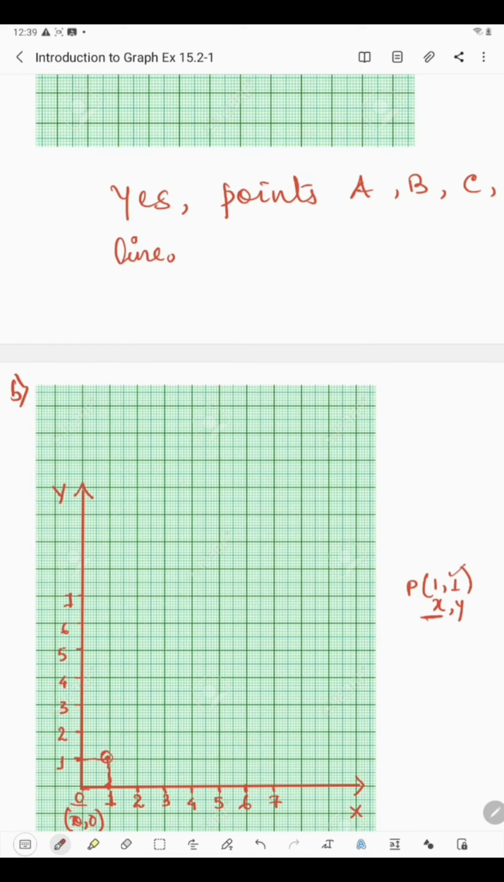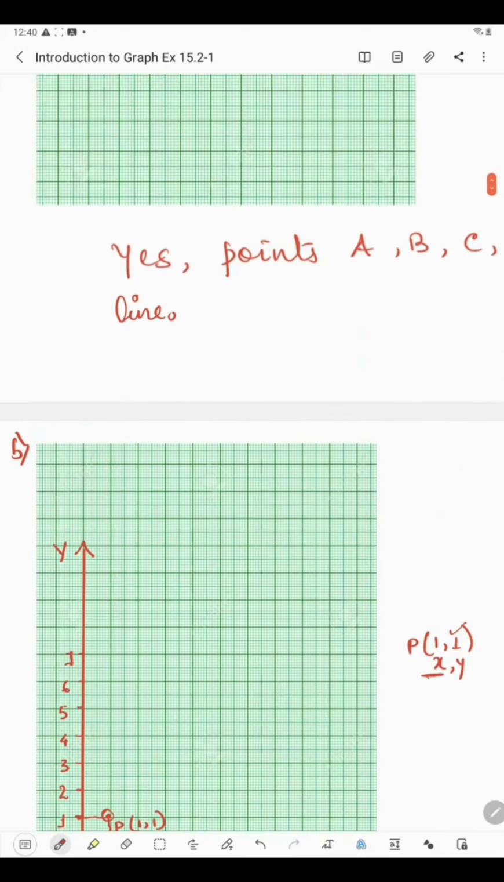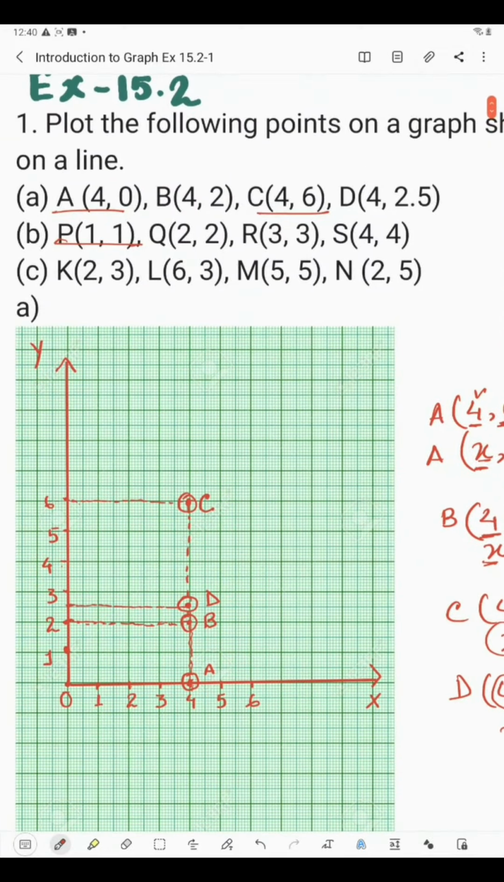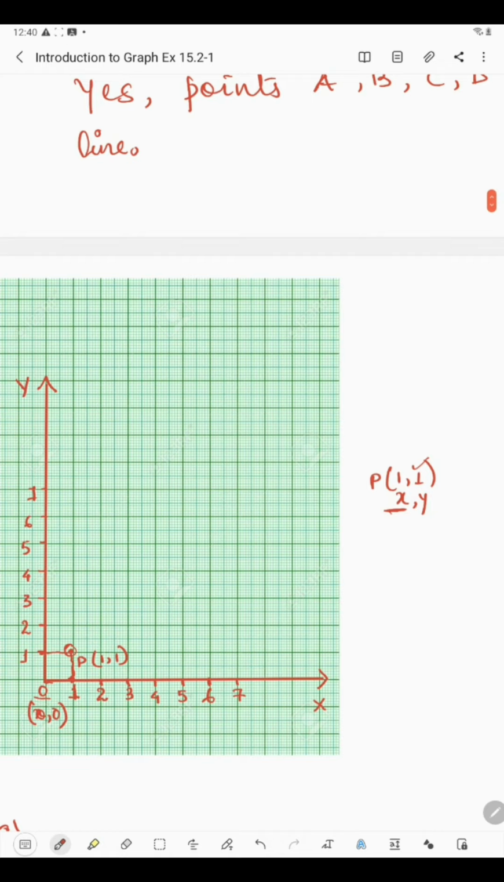Okay. Now here we will mention the coordinate. So here we have got the point P and the coordinate is 1 and 1, x and y. Coordinate means the value of x and y, here 1 and 1. Next is 2, 2. Q is 2, 2. So here the value of x and y both is 2.